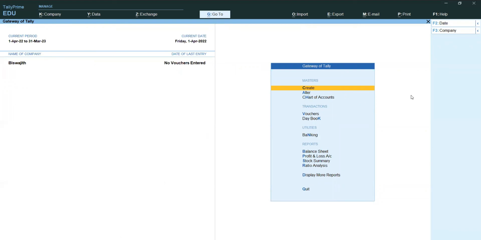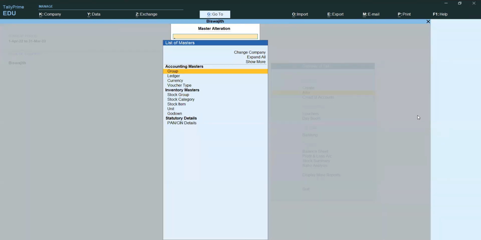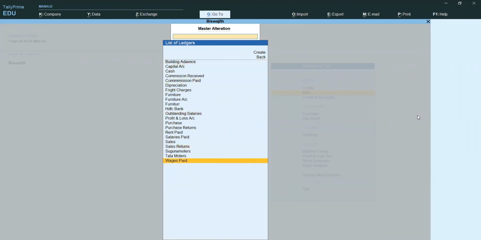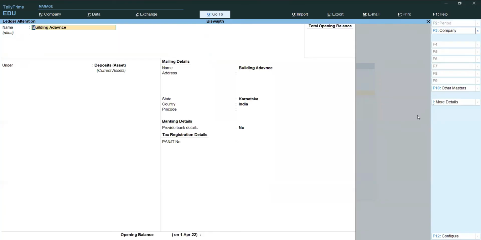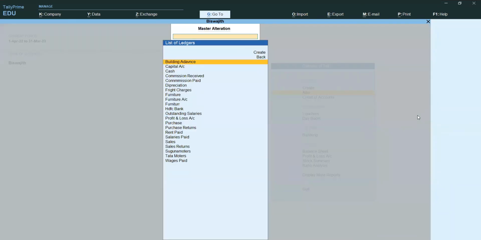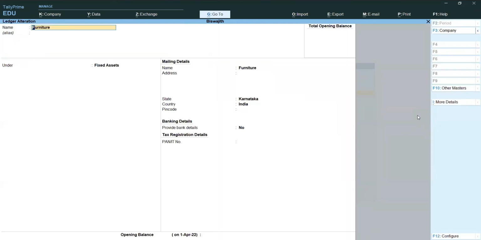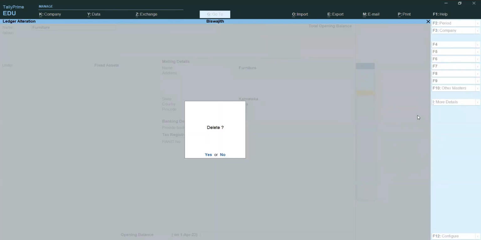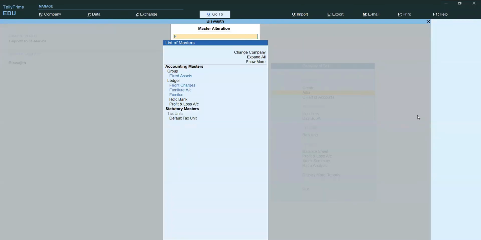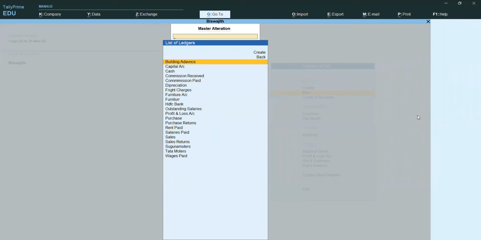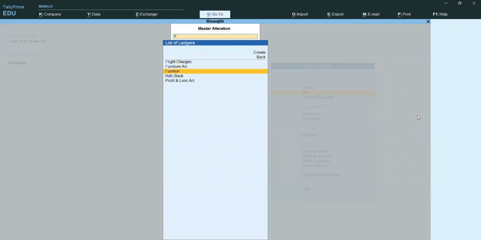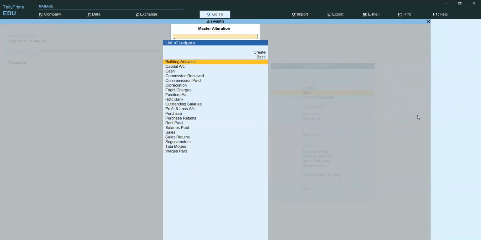Next, after that, I want to alter and delete a ledger. How to alter and delete? You can go to Alter, Ledger. See, all the ledgers we have created are shown. If you want to alter any one ledger, click it. If you made any mistakes in the ledger name or under group, it is possible to change here. Suppose I want to delete this furniture ledger. You can press Alt D. It's deleted. See, we don't have the furniture ledger now.